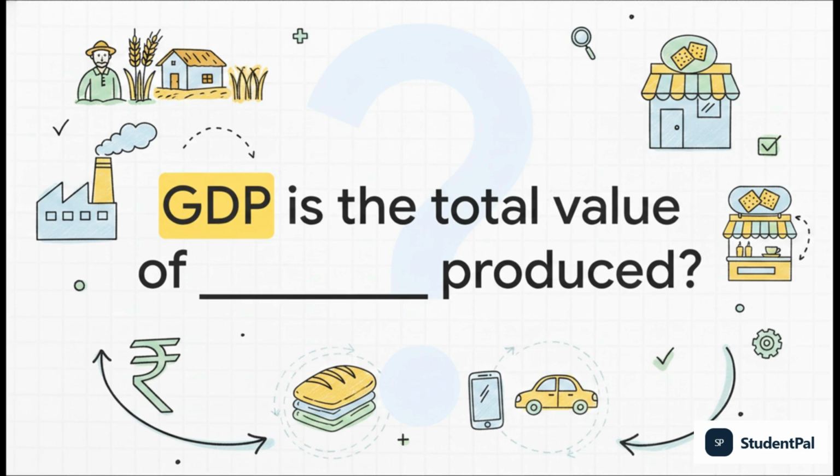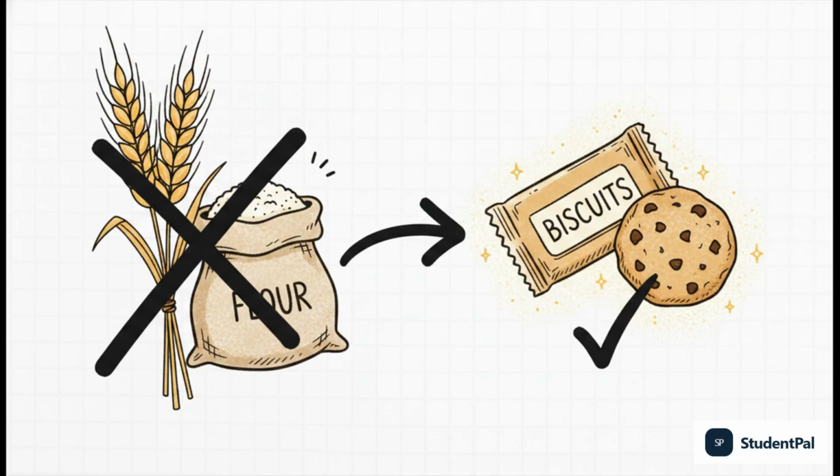First question. GDP is the total value of what produced during a particular year? Think back to our whiteboard example with the farmer, the flour mill, and the bakery. What do we count to avoid the trap? If you said all final goods and services, you nailed it. We only count final goods because the value of the intermediate ones, like the wheat and the flour, are already baked into the price of those biscuits.